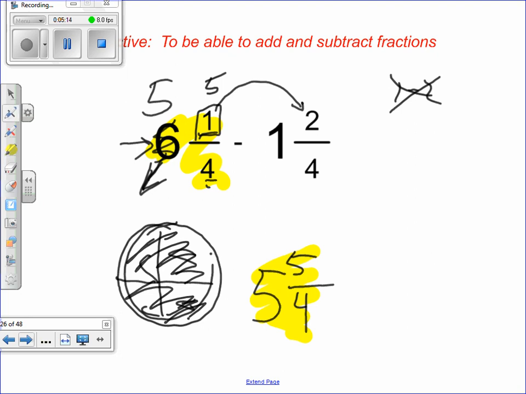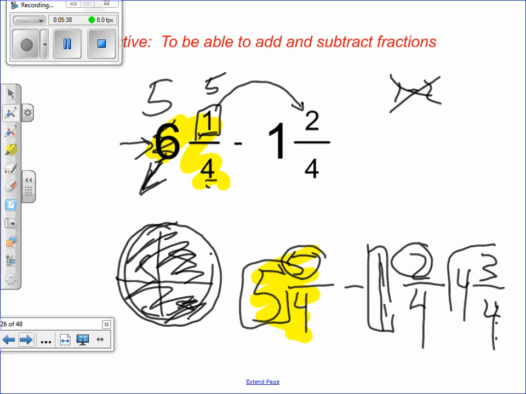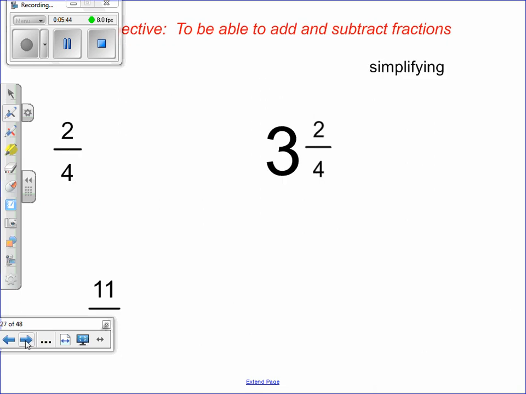All right, so I have 5 5/4 cheesecakes minus 1 2/4. Some disastrous person stole 1 2/4 of my cheesecake. So now again, I can look at my numerators. 5 minus 2 is 3. Keep my denominator of 4. And subtract my whole numbers. 5 minus 1 is 4. So I have 4 3/4 cheesecakes, which is not ideal, but it's still a decent amount of cheesecake.